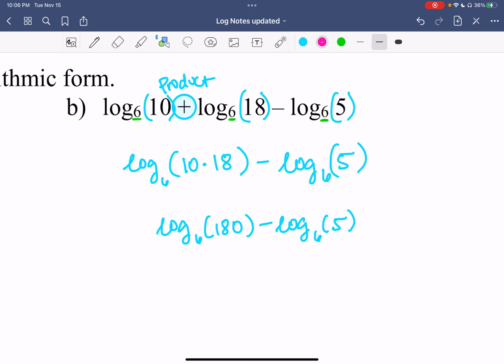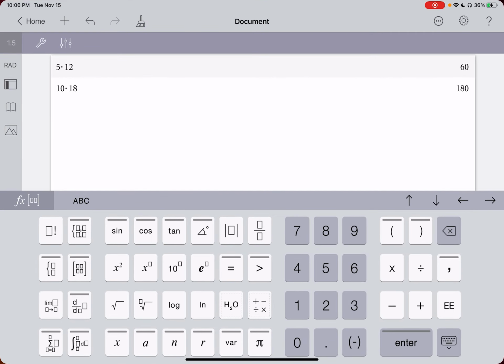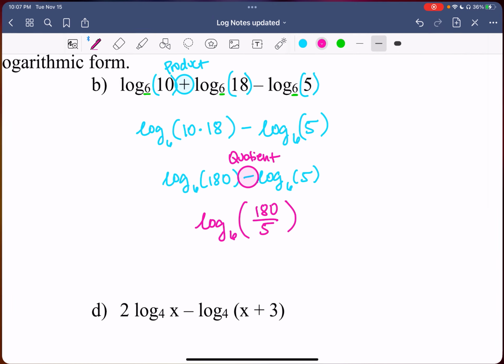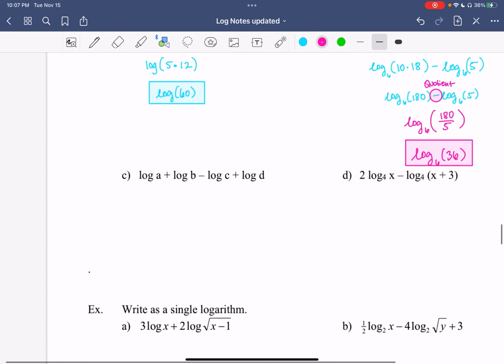Now the next law, I see a minus. So I'm going to apply the quotient law, which means I'm going to divide. So we have log base 6. I'm going to divide the argument, 180 divided by 5. Put that in the calculator. 180 divided by 5 is 36. So this simplifies to log base 6 of 36. Okay, let's do another one.